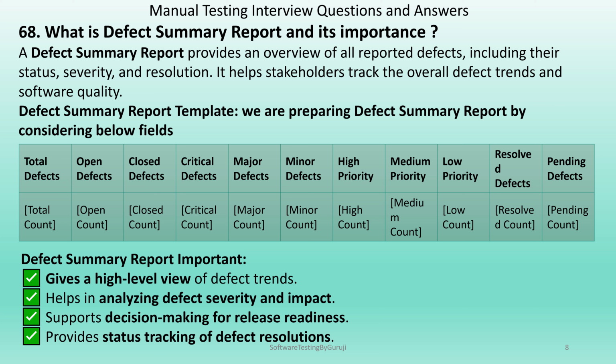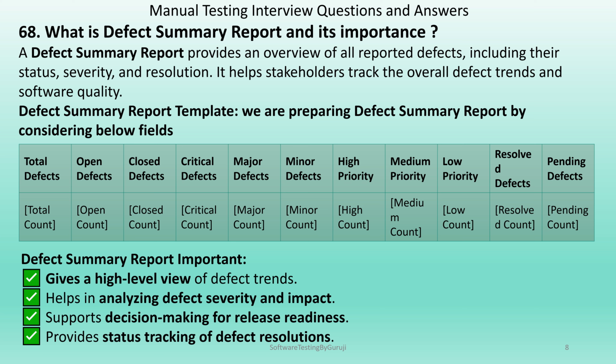Defect summary report template: total defects, total count; open defects, open count; closed defects, close count; critical defects, critical count; major defects, major count; minor defects, minor count; high priority defects, high count; medium priority, medium count; low priority, low count; resolved defects, resolve count; and pending defects, pending count. So in this document we are mentioning the count for all the different statuses of the defects.